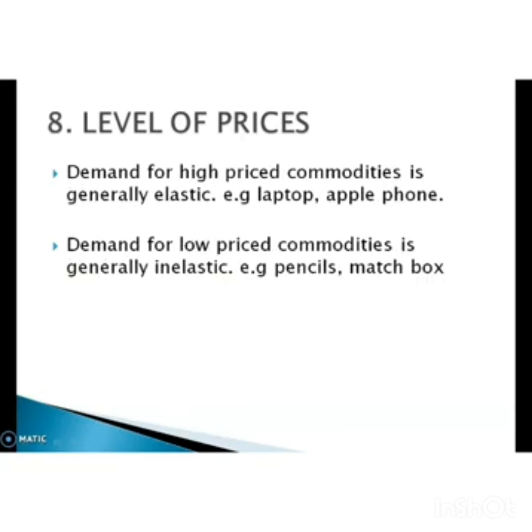Next one, level of prices. Demand for a high priced commodity is generally elastic. For example, in the case of a laptop, then Apple phone, etc. So the demand for a high priced commodity is generally elastic. At the same time, demand for a low priced commodity is generally inelastic. For example, pencil, matchbox, needles, etc. So demand for such commodities is generally inelastic.